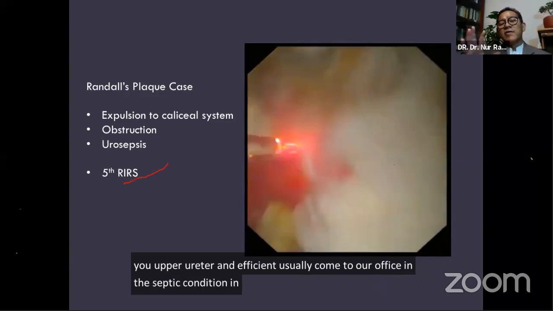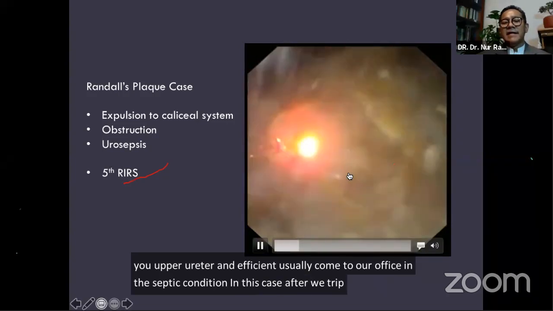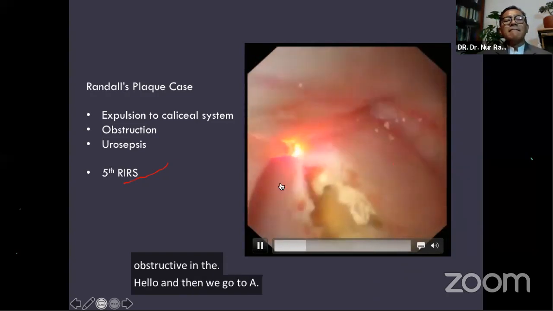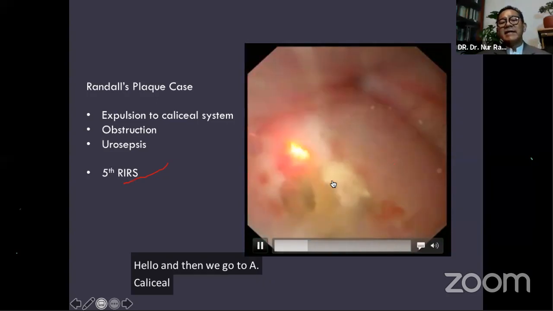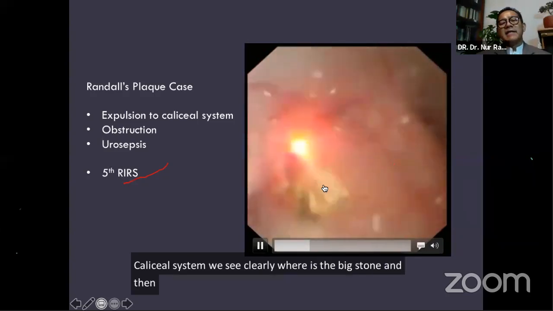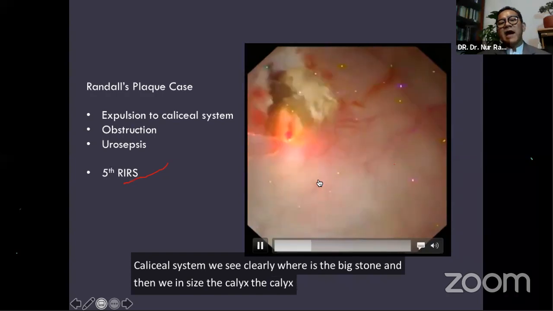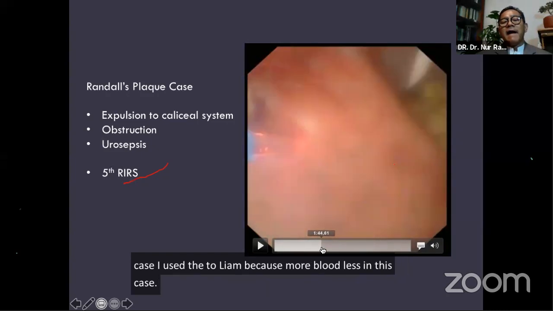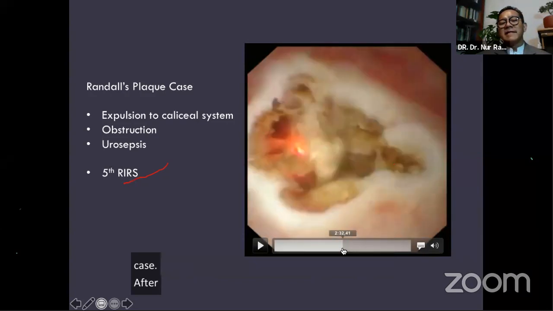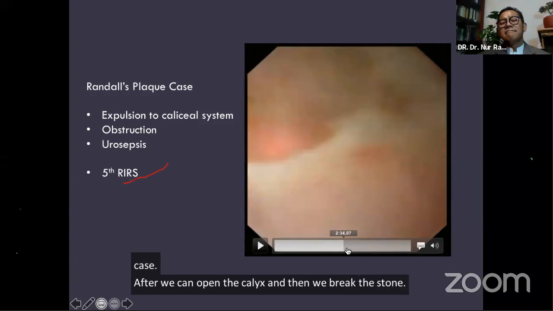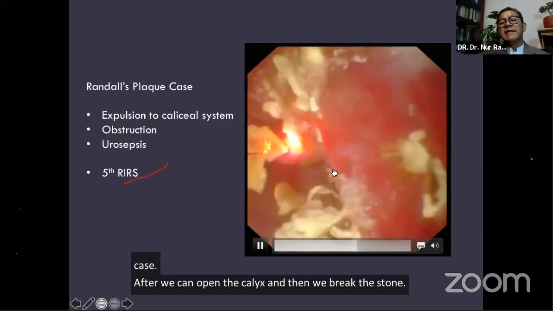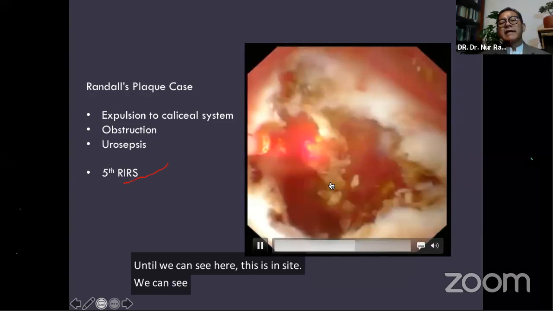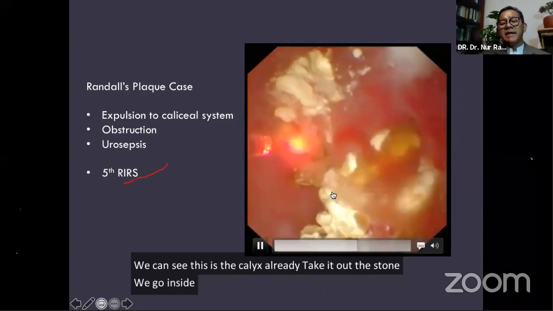In this case, after we treat the stone obstructing the pelvis, we go to the calyceal system and see clearly where the big stone is, and then we incise the calyx with the thulium. In this case, I use the thulium because it is more bloodless. After we open the calyx, we break the stone until we can see inside. We can see the calyx, the stone already taken out. We go inside the calyx and break up the stone.